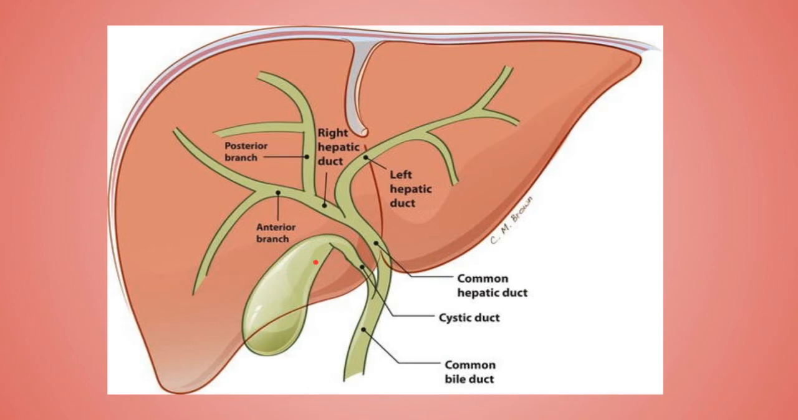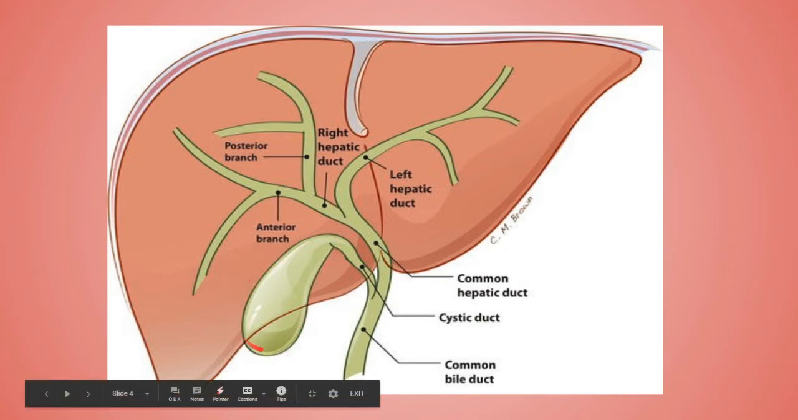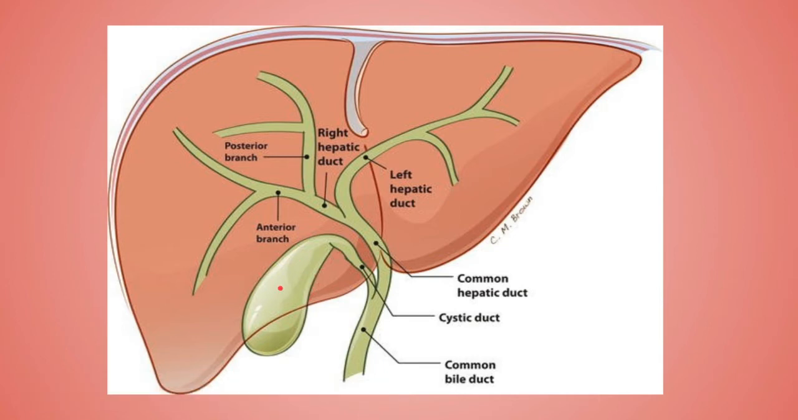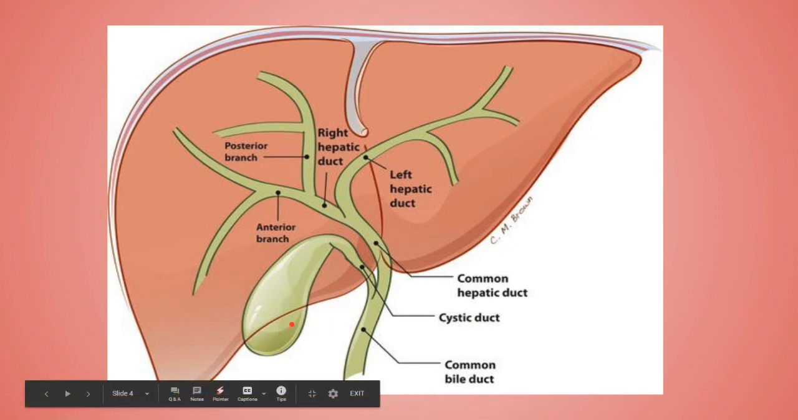Now this is the gallbladder. The gallbladder is a pear-shaped reservoir of bile situated in the gallbladder fossa, at the inferior part of the right lobe of the liver. The gallbladder can store around 30-50 ml of bile, and it has 3 parts: the fundus, the body, and the neck of the gallbladder.